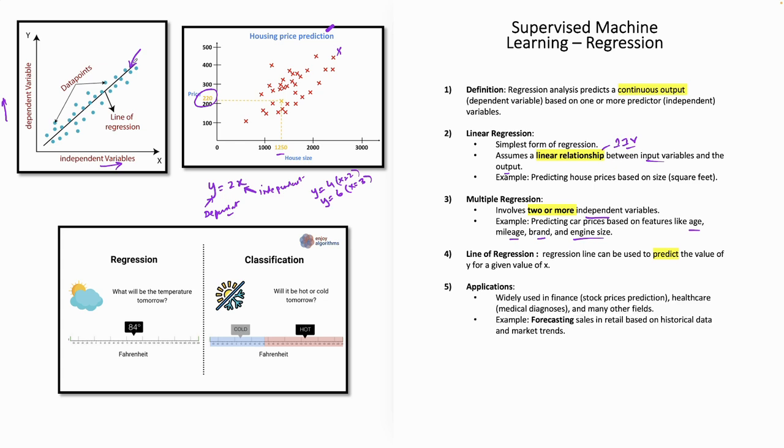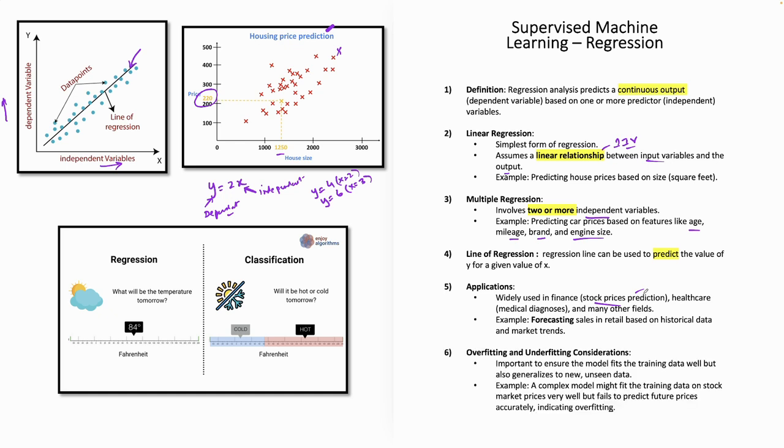Now you might ask, okay, but what are the applications? It is widely used in finance, in stock price prediction, where you can make predictions on what your stock price would be based on the historical data. Then it can be used in medical diagnosis and in forecasting sales in retail based on the historical data and market trends.